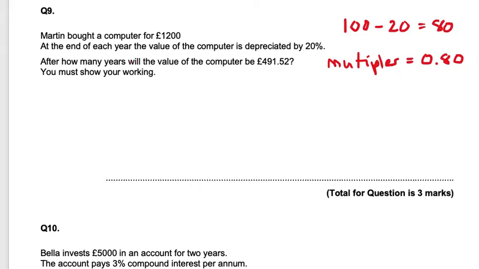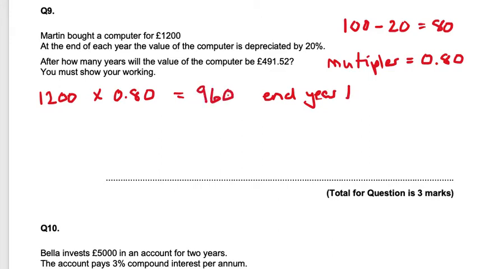After how many years? Now what I'm going to do is do this individually. I'm going to work out each year as we go. So at the end of each year, the value of depreciation. So we bought it for £1,200 and we multiply that by 0.80. So at the end of year one, we work that out and we get £960. Remember, this is still pounds.